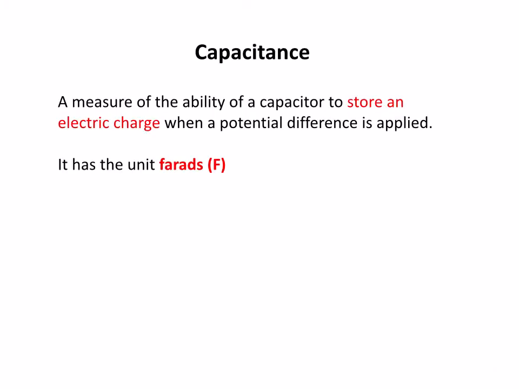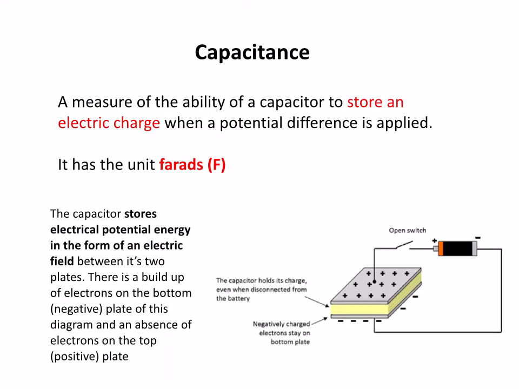This is video 5 in the AC theory unit, and we're going to look at capacitance. Capacitance is a measure of the ability of a capacitor to store an electric charge when we put a voltage or a potential difference across the capacitor. It has the unit farads. Here's a diagram of a capacitor, and we're going to put that voltage on there, and it's going to put electrons on the plate. It's going to be a build-up of electrons on that bottom plate that gives us the potential across the plate.